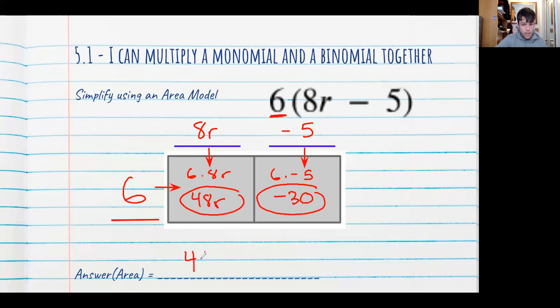So I have 48r, that's my first box, minus 30. I'm going to just give this as a subtraction. I could also write it as plus negative 30, but in general, when we can use fewer symbols, we want to go ahead and do that. So minus 30. And that is our area, or the answer for this particular problem. These things are equal to each other. 6 times this is equal to, right here, 48r minus 30.